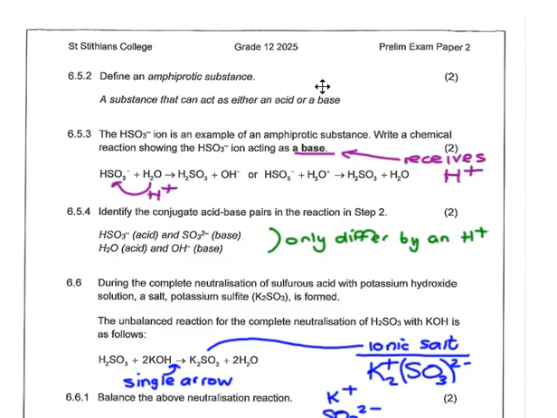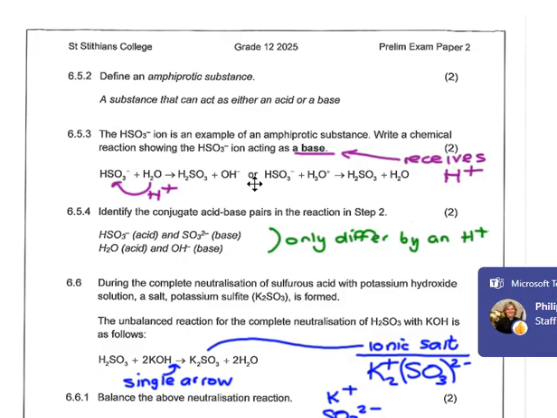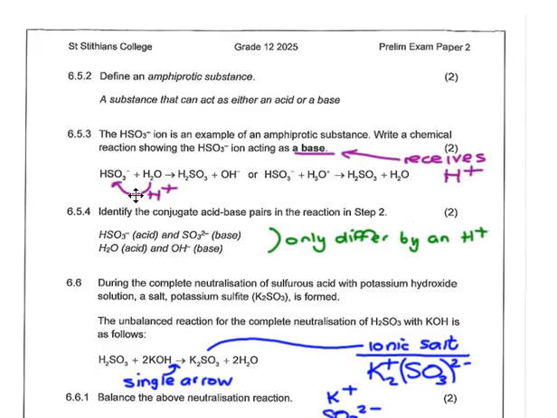Then an amphiprotic substance is a substance that can act as either an acid or a base. They've given us HSO3 minus, and they've asked us to show it reacting as a base. If it's reacting as a base, it must receive an H plus. That H plus is basically cancelling out the negative, and it will be H2SO3. Because the H2O has lost an H plus, it's more negative, so it's the OH minus that is left.